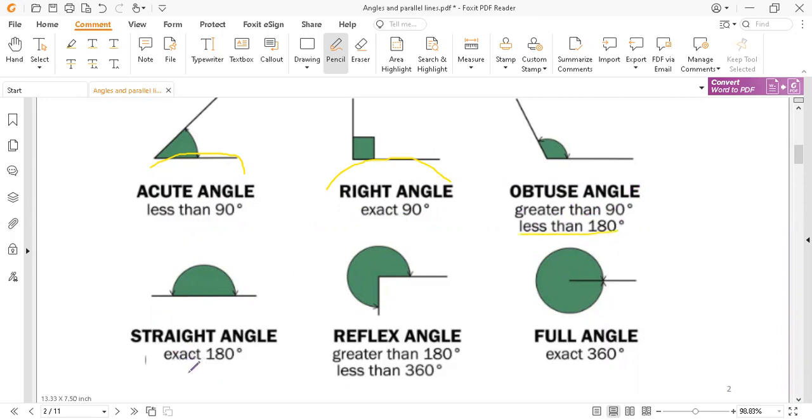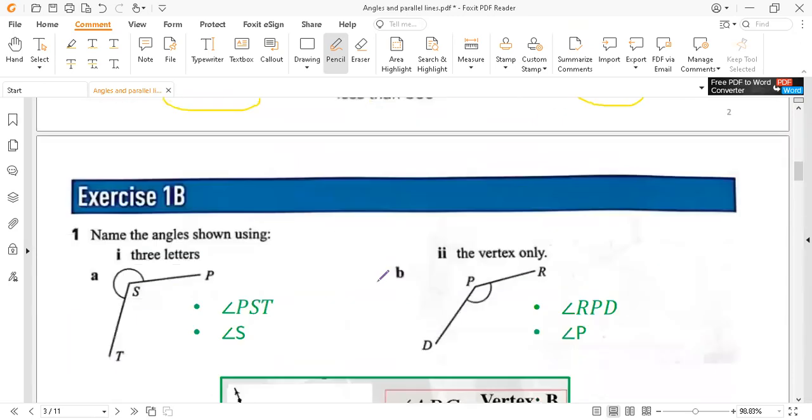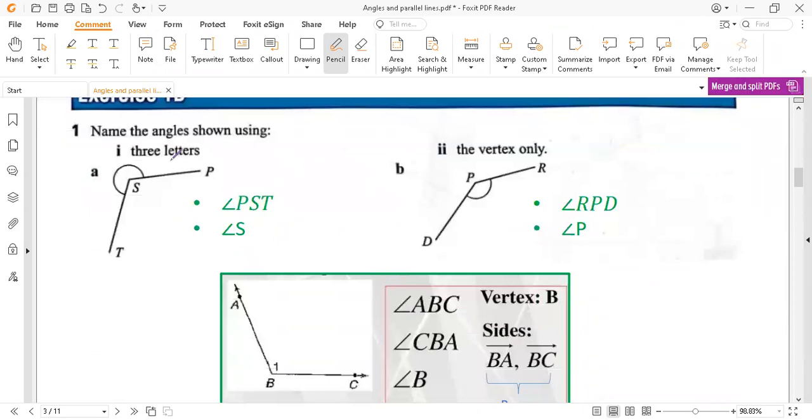The angle which is exactly 180 degrees is called a straight angle. The reflex angle is greater than 180 and less than 360 degrees. The full angle is the angle of a complete circle, 360 degrees. So first of all, they ask us to show how to name the angles.